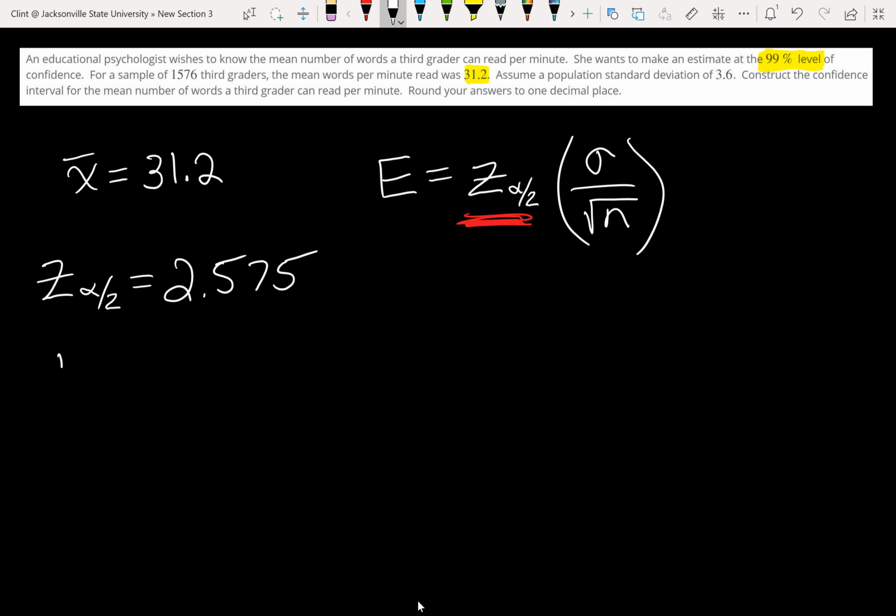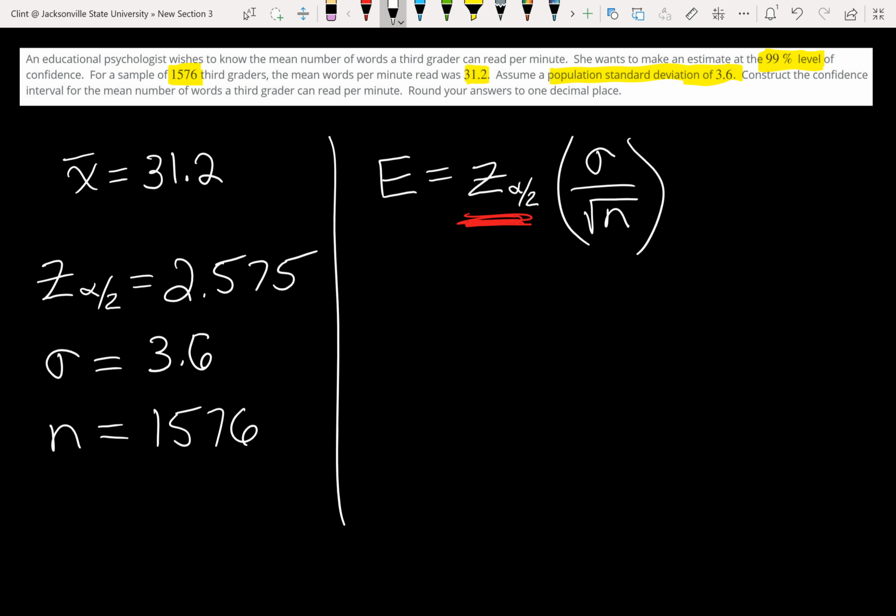Alright, and then we want the other two numbers out of our formula. We want the population standard deviation and the sample size. So we look back at our problem. It says for a sample of 1,576 third graders, that is our sample size n. And then it also tells us assume a population standard deviation of 3.6. So that is sigma. Sigma will be 3.6. You really got to learn these symbols, okay? Because you'll have the formulas, but you need to know what symbols stand for what number.